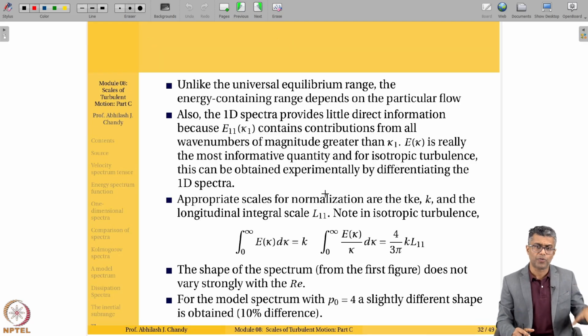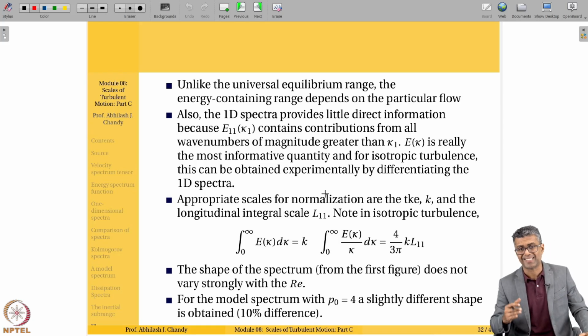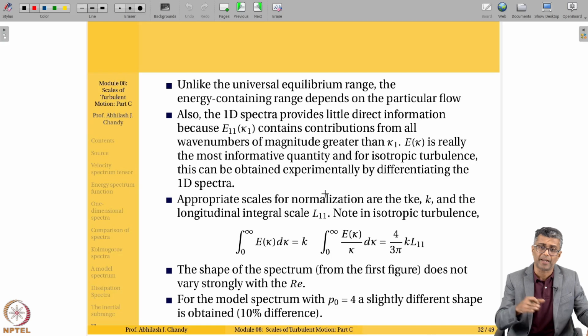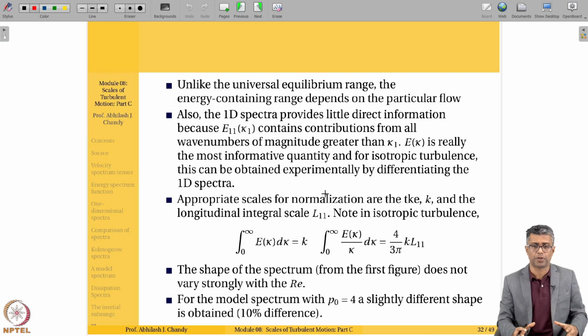What are our observations? Unlike the universal equilibrium range, the energy containing range depends on the particular flow. We know that it is anisotropic, so it would depend on the kind of flow that you have. So it depends on the Reynolds number. Also, the 1D spectra provides very little direct information because E11 of kappa 1 contains contributions from all wave numbers greater than kappa 1. What we need is actually E of kappa, because that would be the most informative for isotropic turbulence. And you can obviously get that by differentiating the 1D spectra.